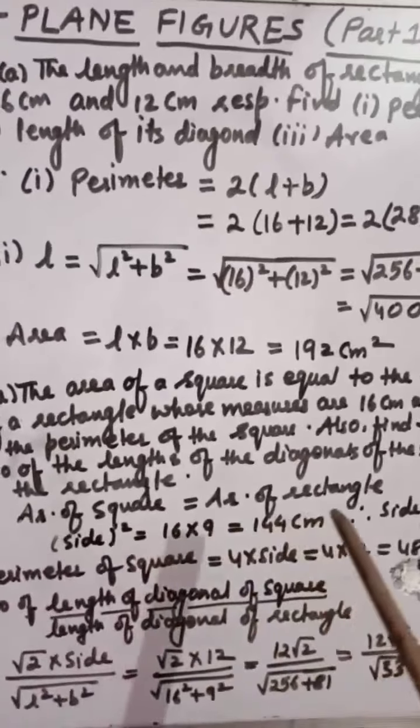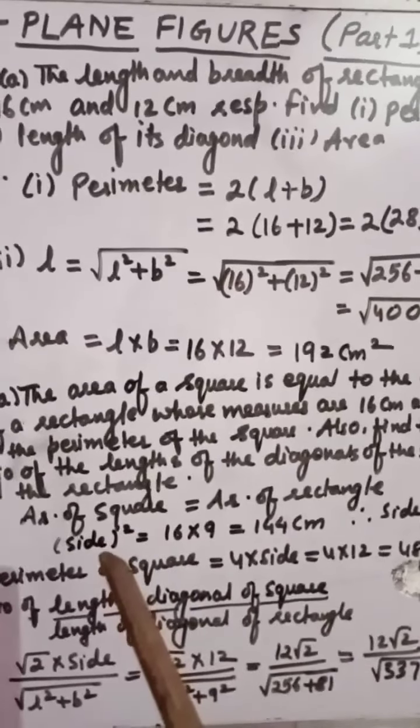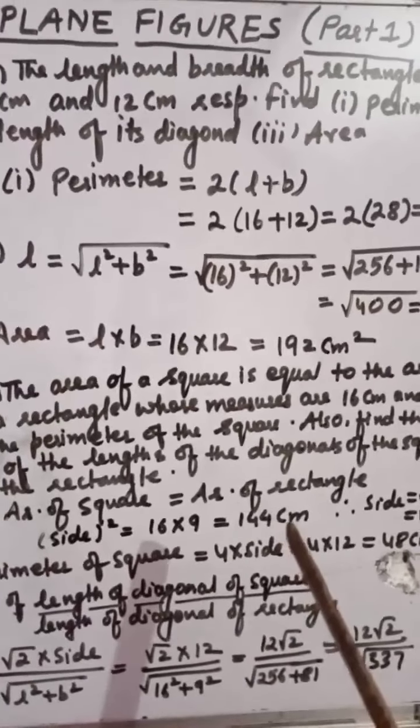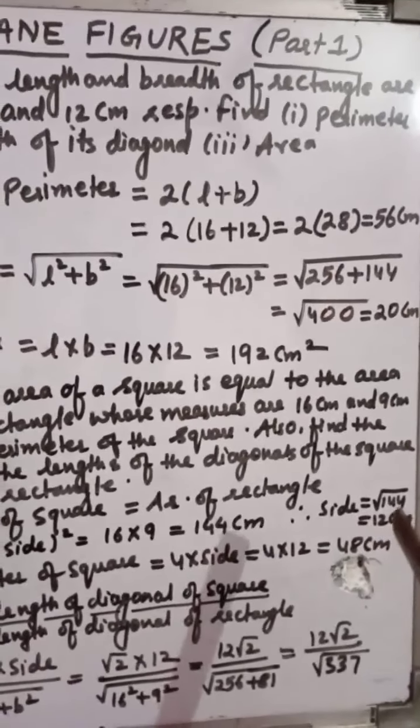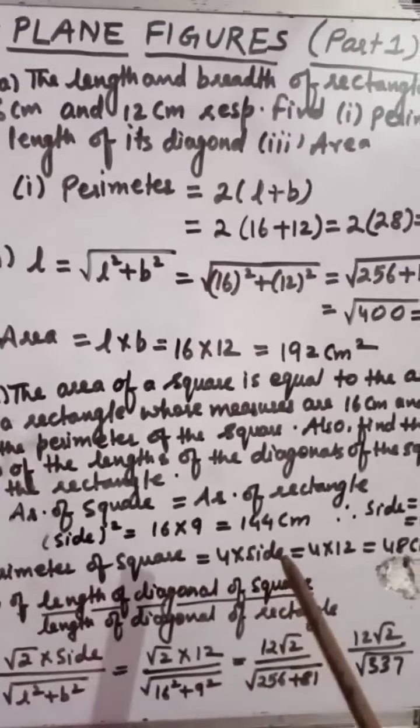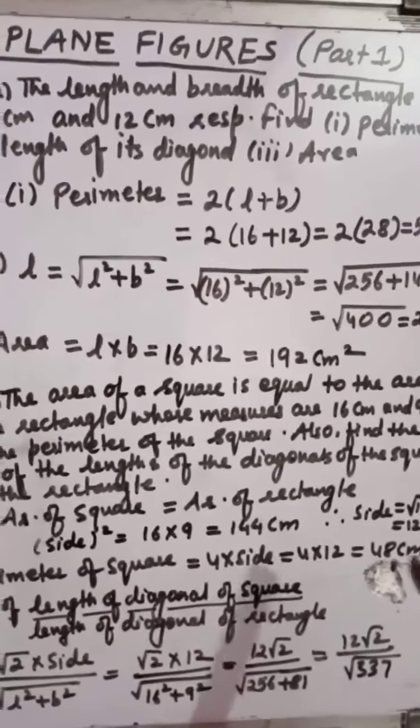Given area of square equal to area of rectangle, we know area of square is side square. Area of rectangle is length into breadth, which is 16 into 9, which is 144 centimeter square. Therefore, side is equal to square root 144, which is 12 centimeter. Now, the perimeter of square is 4 into side, 4 into 12, which is 48 centimeter.